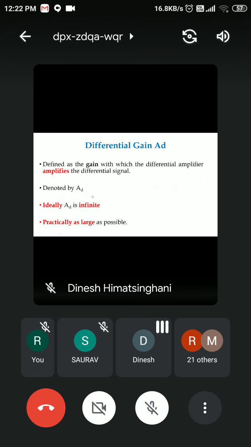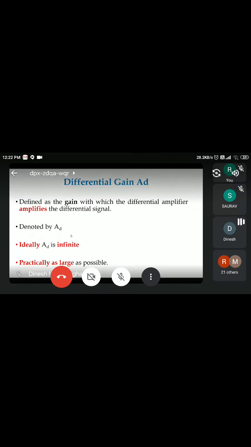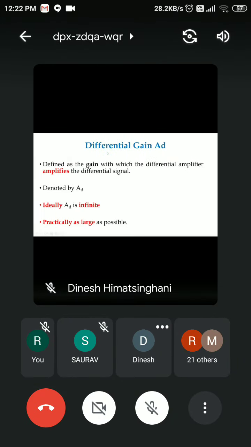This is another very important parameter. It is called the differential gain. It is defined as the gain at which the differential amplifier amplifies the differential signal. What is the differential signal? V1 minus V2. The amount by which this signal is amplified is referred to as the differential gain.